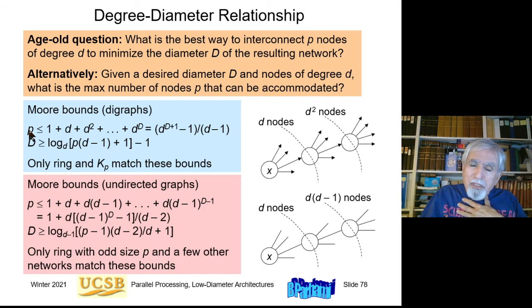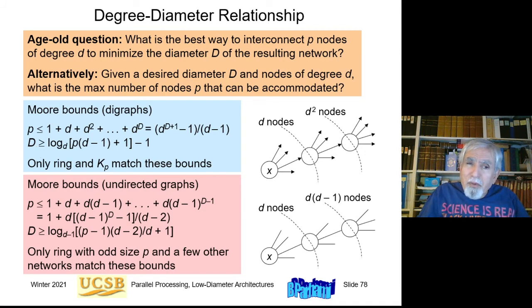In other words, the number of processors cannot exceed 1 plus d plus d squared up to d to the power diameter, which can be simplified to this. Or in reverse order, the diameter in terms of number of nodes and node degree is this: log base d of p times (d minus 1). Okay, so roughly speaking, log of p in base d. This d minus 1 contributes 1 unit, because log of d minus 1 in base d is a little bit less than 1. And you can ignore these 1 terms as well. So roughly log of p in base d is a lower bound on the diameter.